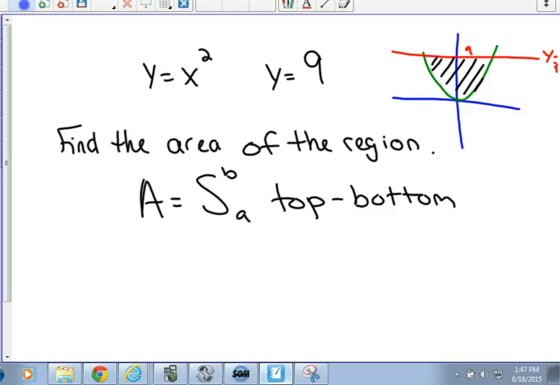I will give you guys your formulas on this stuff, so you just know how to do it. Alright, so how can you figure out the A and the B? Anybody know? The points where they cross. Yes, so you have to figure out the points where they intersect. You might just know these.